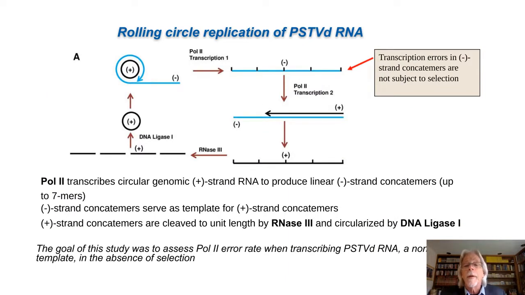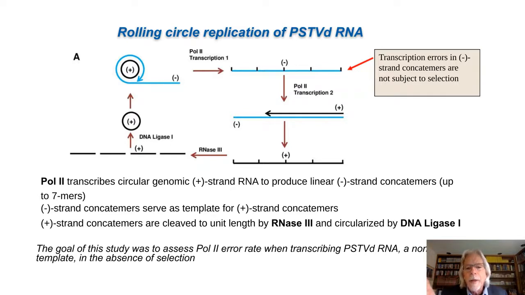Now let's drill down on the rolling circle replication of PSTVd RNA. In the upper left, you'll see a circular plus strand representation of the genome. This is by far the most abundant RNA in infected cells. It's the infectious form of the viroid.